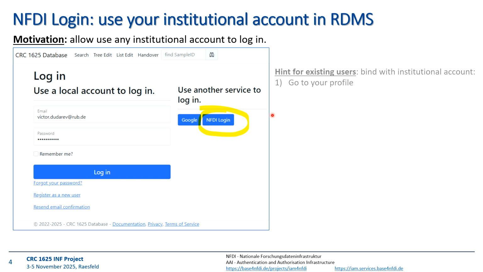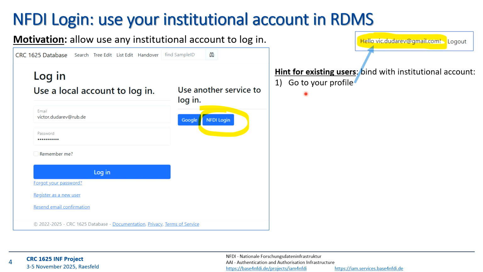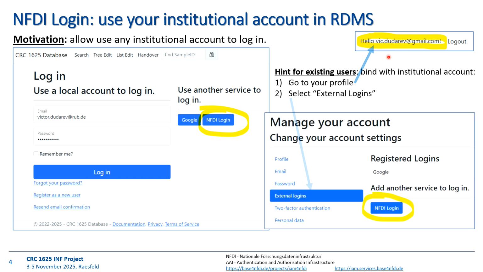Therefore, there is the procedure for how you can associate your RDMS account with your institutional account. First of all, after authorization, you should click on the email in the upper right corner of the screen to change your account settings. After that, click on the external logins link and press the NFDI login button. After this, you should select Helmholtz ID and your university, which will check your credentials. By following the instructions, you will associate your institutional identity with your RDMS identity.